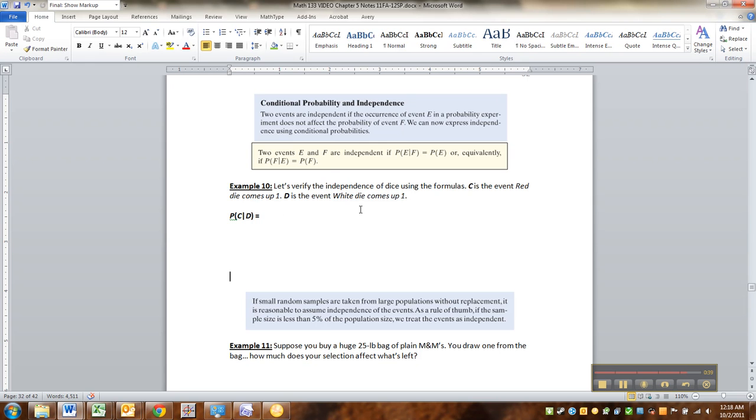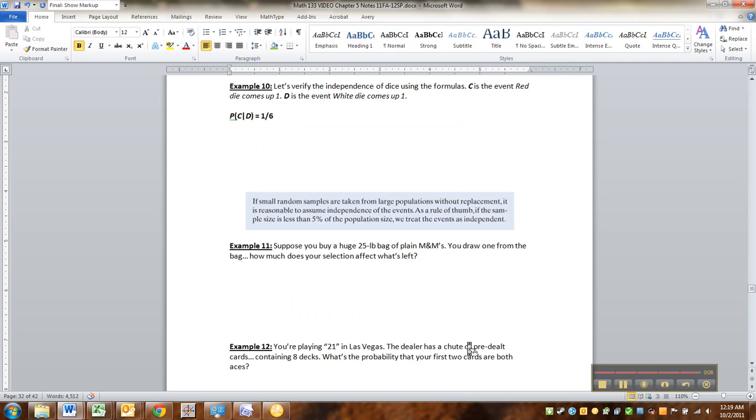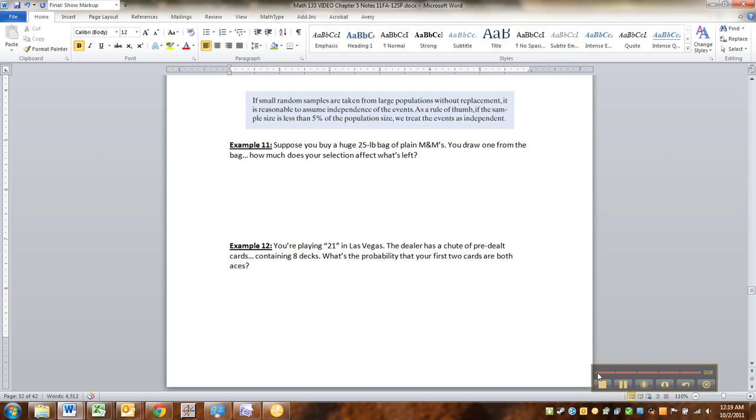So let's verify independence of dice by using the formulas. C is the event, red die comes up 1. D is the event, white die comes up 1. What's the probability of C given D? Well, that's 1/6, right? Which is the same as it would have been no matter what. So the probability that a red die comes up 1, given that a white die came up 1, doesn't matter that the white die came up 1. It's still equal to the probability that the red die came up 1. Make sense? All right. So that's that. And then we'll start right here next time.